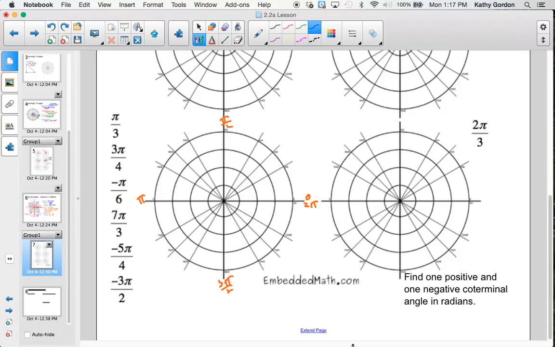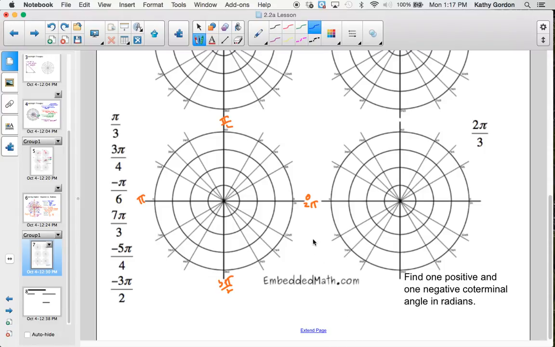So, pi over 3. Lift up how many fingers? 1, 2, 3, or 4. Where does it go? Which quadrant is the terminal side for pi over 3 going to end up in? 1, 2, 3, or 4. Lift them up. Come on. Take a guess. Okay, good guesses. Come on, you know this. Be confident. It's in 1.